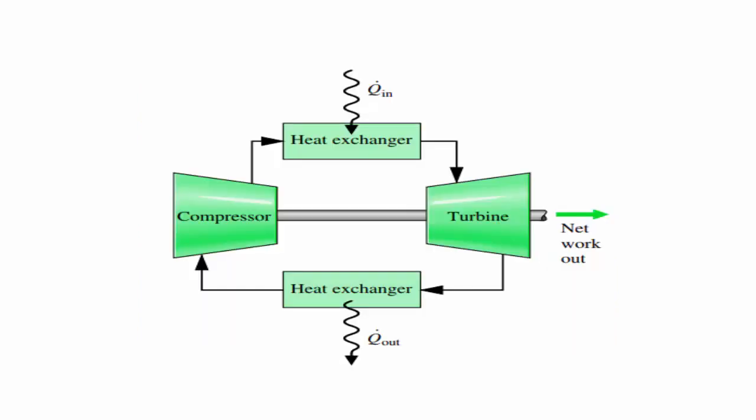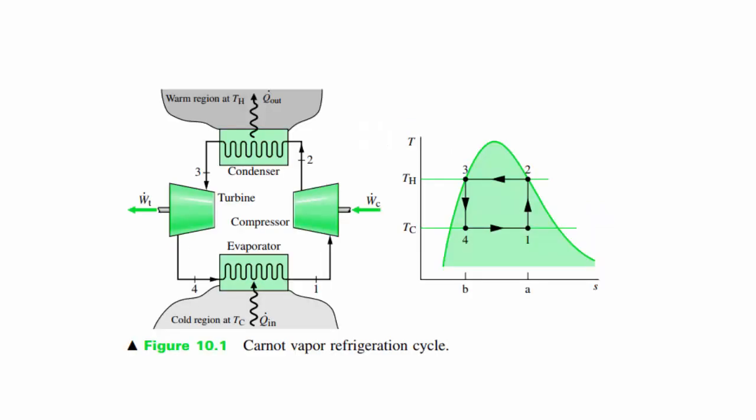As you can see, there is a heat exchanger, a turbine, then another heat exchanger which is Q in, and then the compressor. Similarly, in the refrigeration cycle there is the evaporator, then the compressor, then the condenser, and in the end there is the turbine, and those are all the components of the refrigeration cycle.